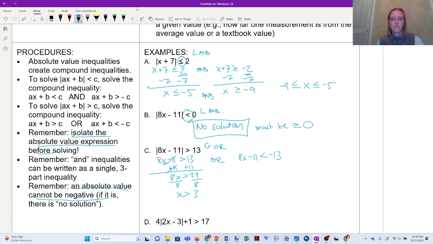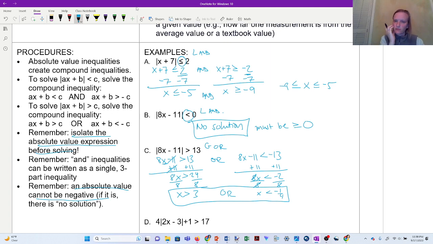For our other inequality that we created, we are also going to add 11 to both sides of the equation, and we get 8x is less than negative 2. And if we divide both sides by 8 here, we get that x is less than negative 1/4. So this is an OR inequality. Either one of those can be true. X can be greater than 3, or x can be less than negative 1/4.